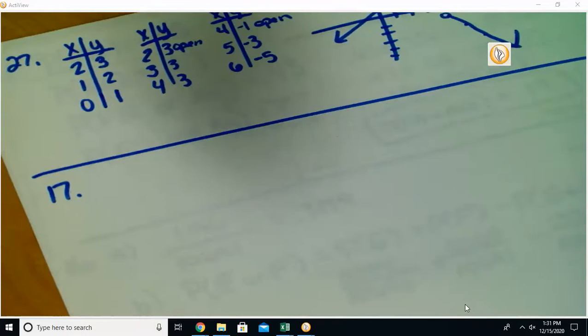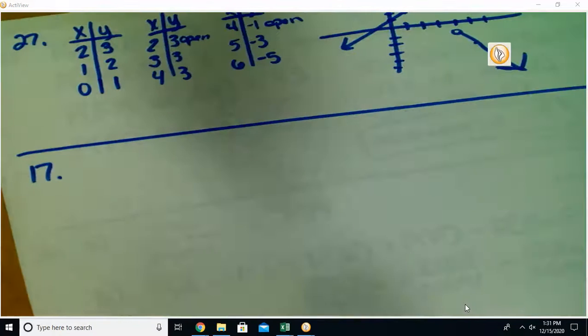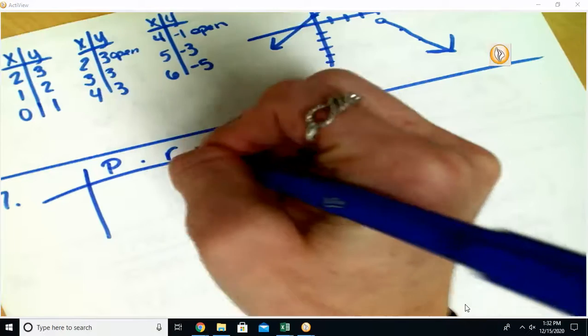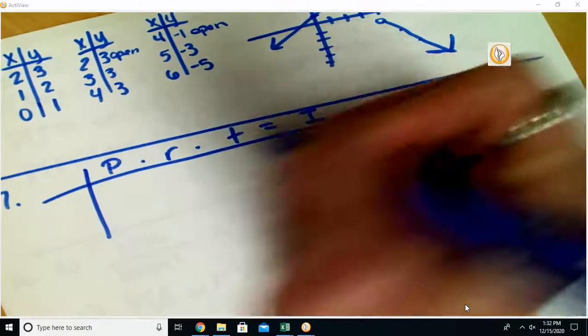Distance, what's the distance formula? Rate times time equals distance. You should know that. So the strategy is the same: we're setting up the table. If we look at this one, we are talking about interest. So principal times rate times time equals interest.